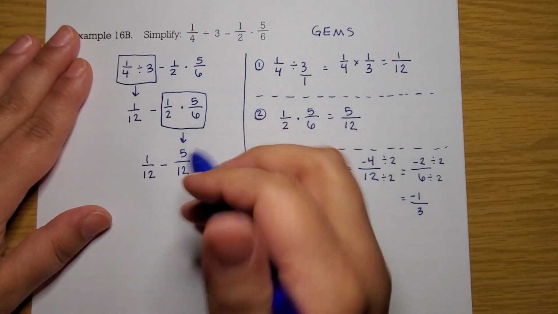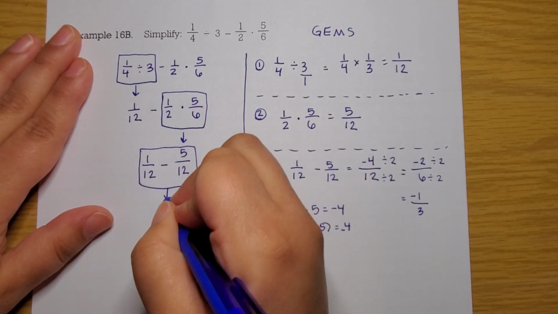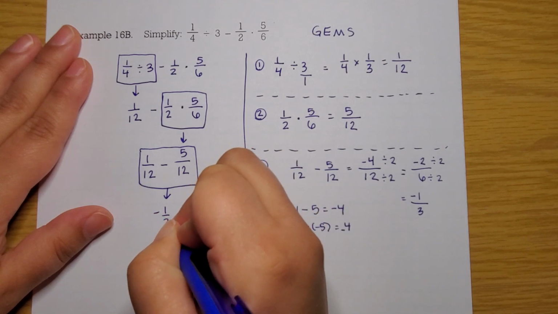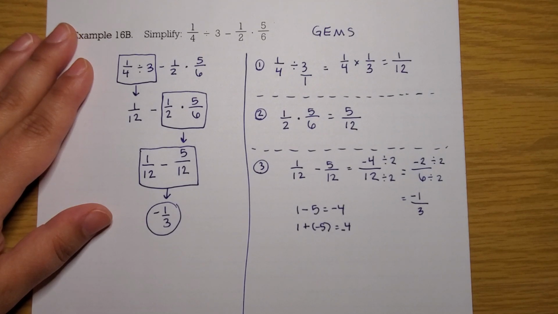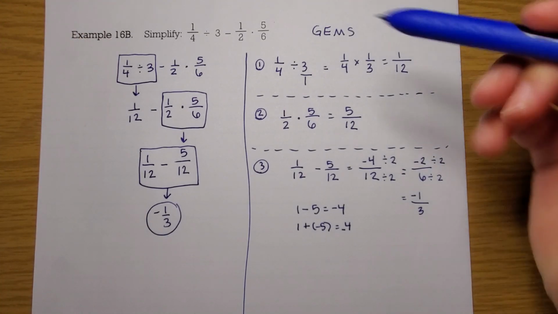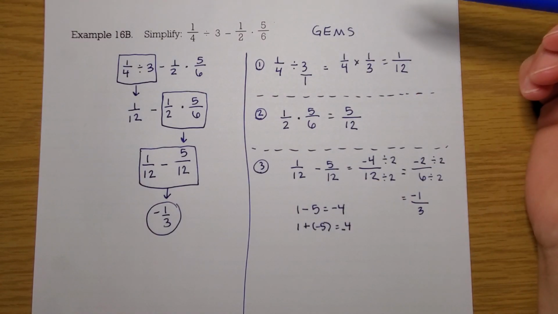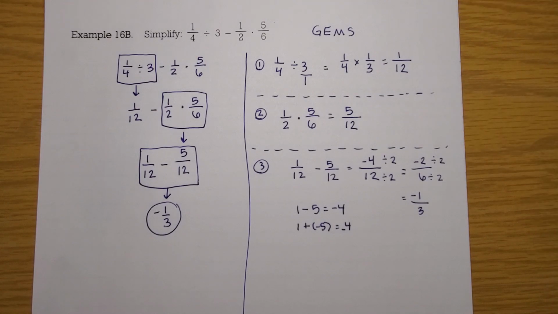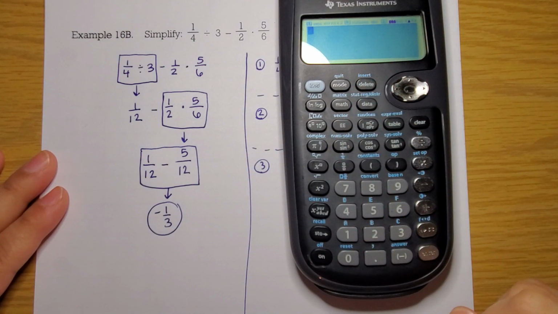Coming back over to the main problem, when we worked through the subtraction, we got a negative 1/3. So that's our answer. Whew, okay. So we've just simplified this fabulous expression one step at a time. Now, let's use our calculator to check our final answer and see if we got the work right.